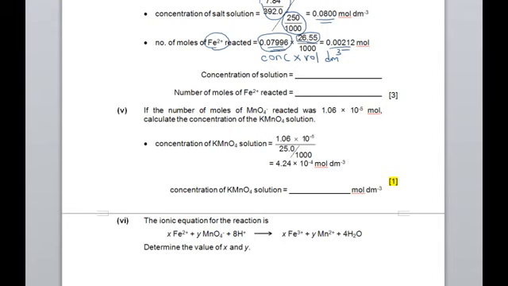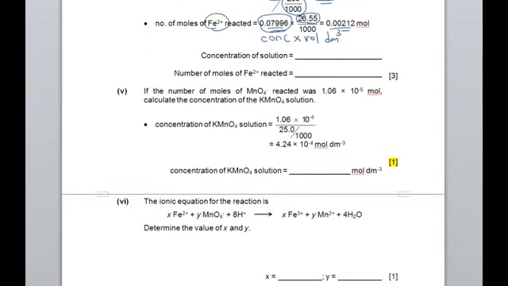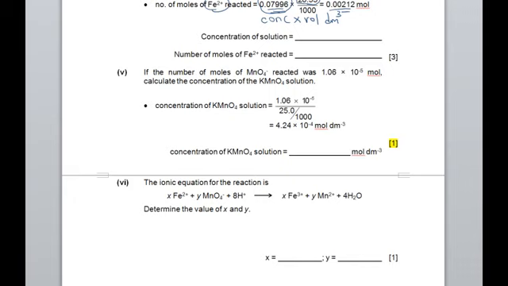Okay, in part 5, the number of moles of MnO4- reacted was 1.06 times 10 to the power minus 5. You are asked to calculate the concentration of the KMnO4. So very straightforward calculation. We have the number of moles, this is in terms of moles, this is in terms of volume. So number of moles over volume will give you the concentration directly. There is a change in the marks here. Yeah, so very, very easy question.